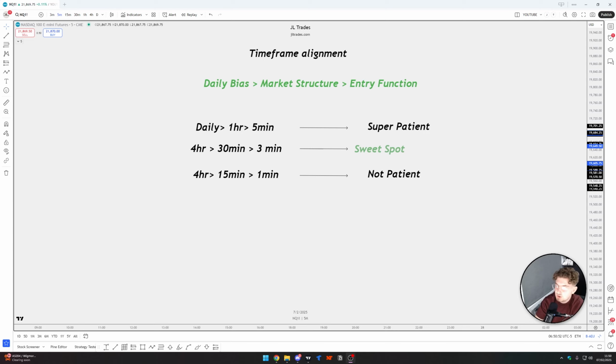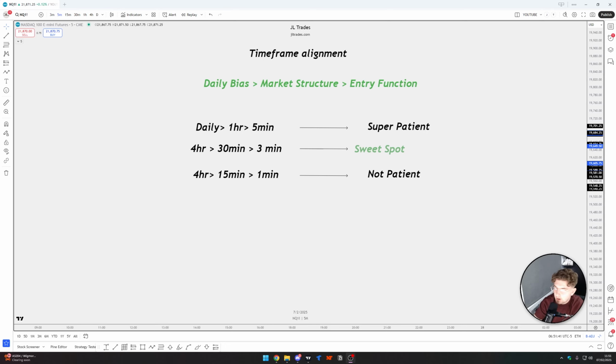For the 3-minute entry function, your daily bias would be the 4 hour, market structure would be the 30-minute, and obviously entry on the 3-minute. Lastly, the 1-minute time frame for your entry function: your daily bias would come from the 4 hour, your market structure the 15-minute, and again, you would enter on the 1 minute.